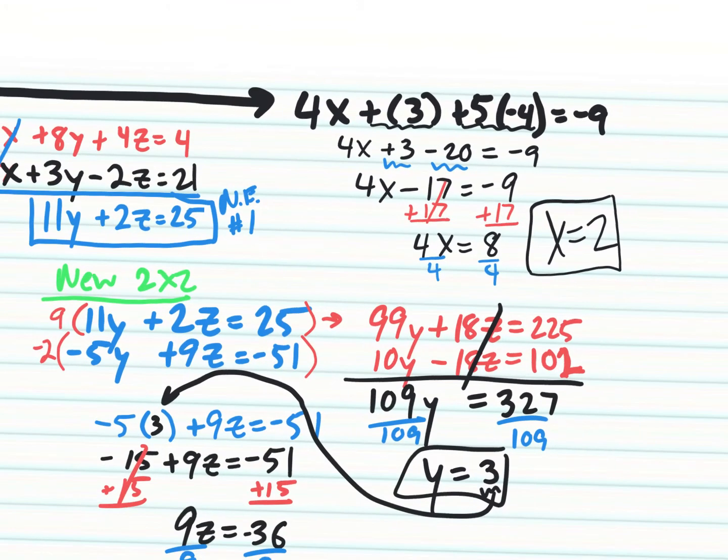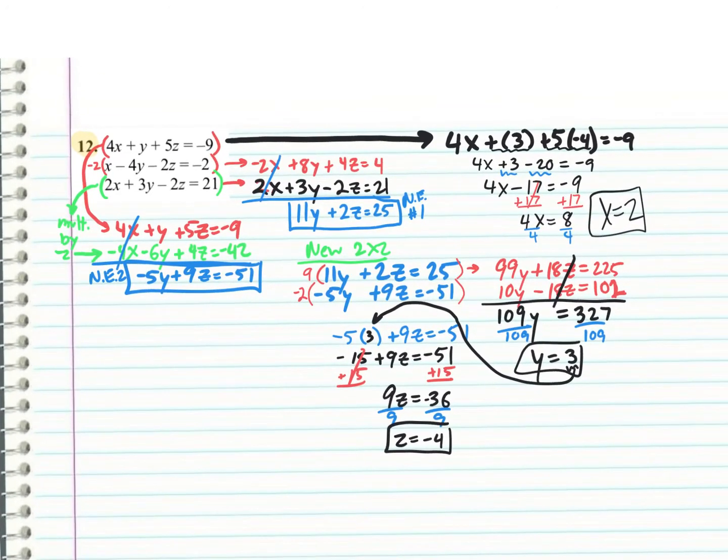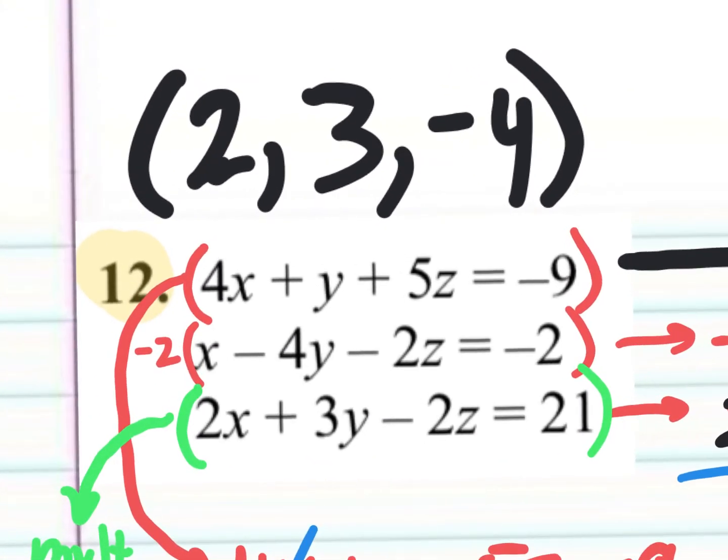So look at all that work. That took about half of my notebook page. Anyway, our ordered triple, our answer, is x is 2, comma, y is 3, comma, z is negative 4. That's right, 2, 3, negative 4 is correct. That's your answer. And of course, you could triple check this by plugging in each of them, right?